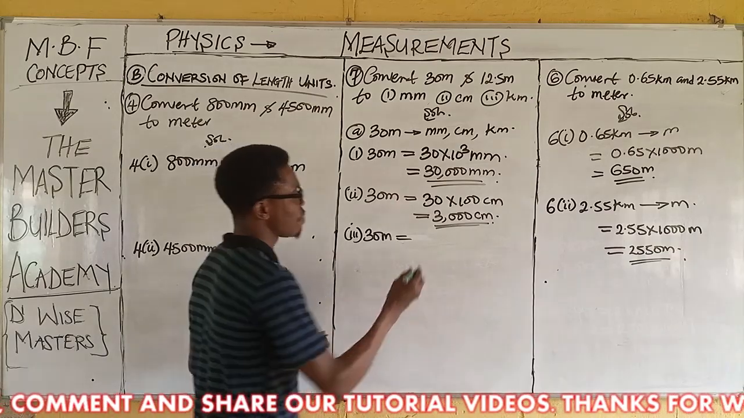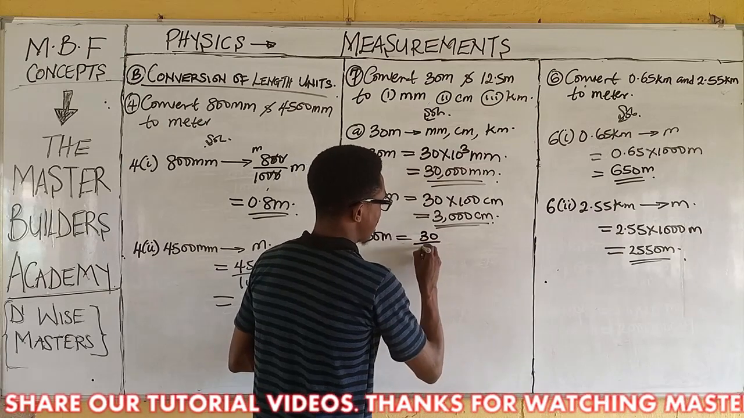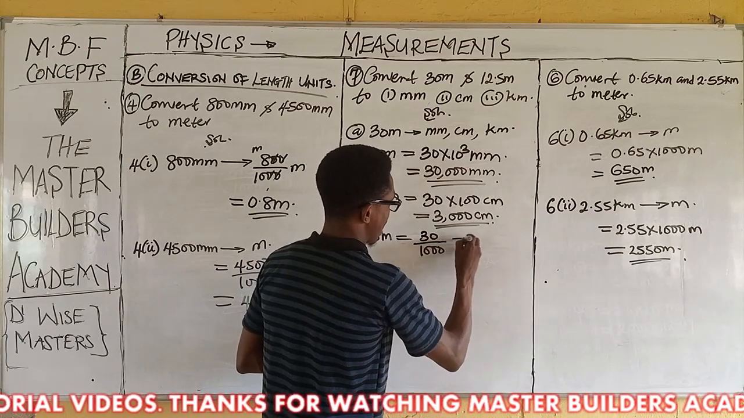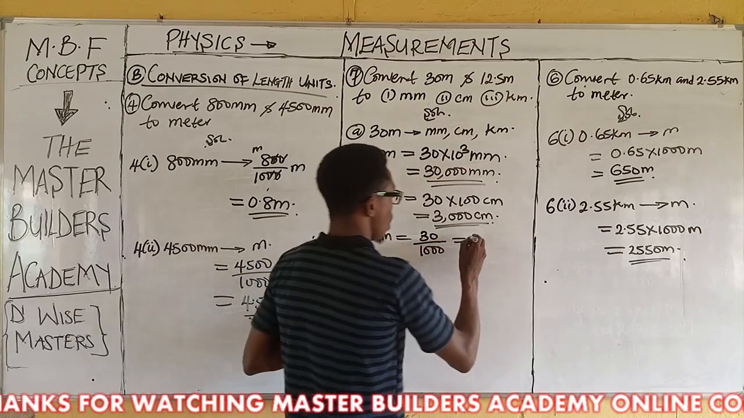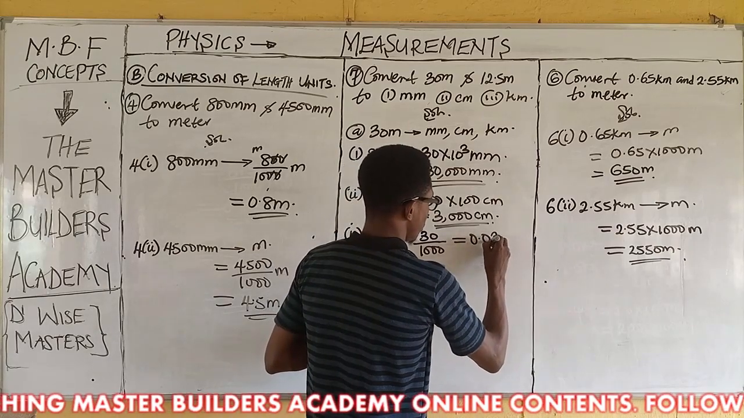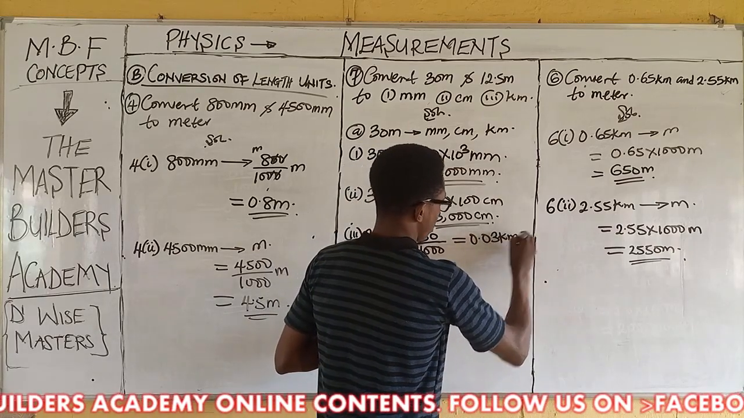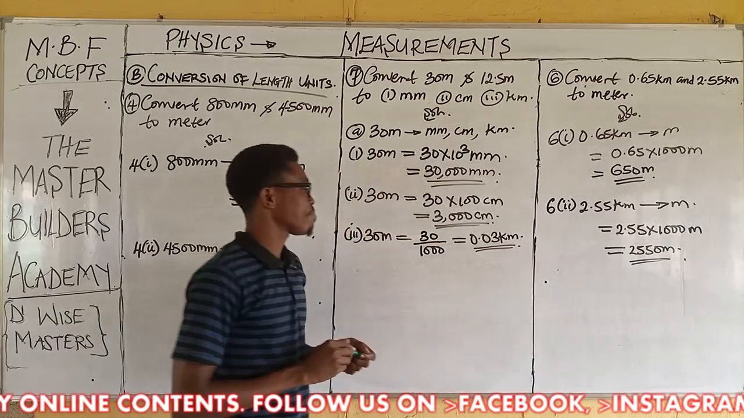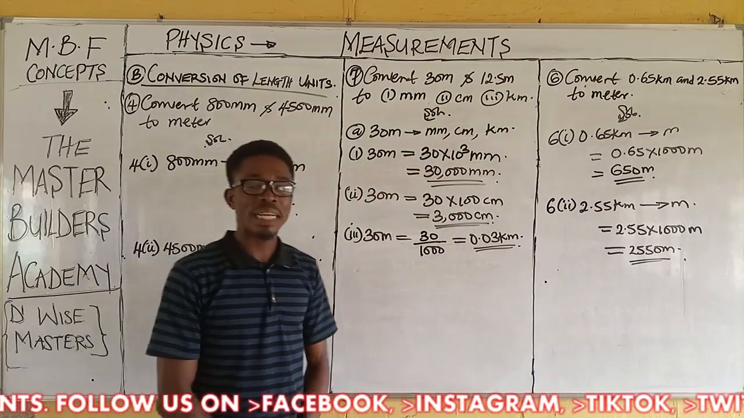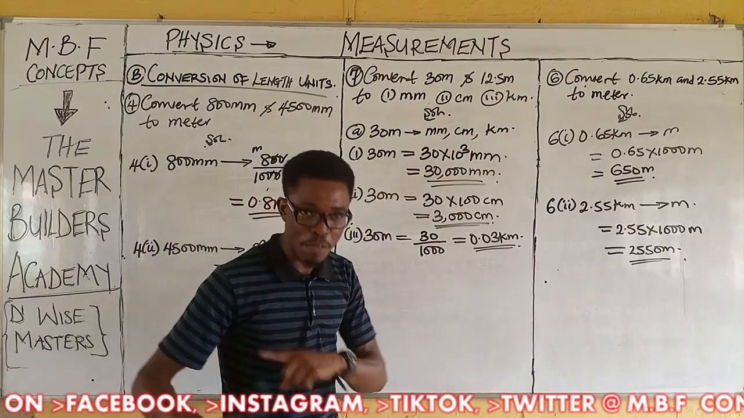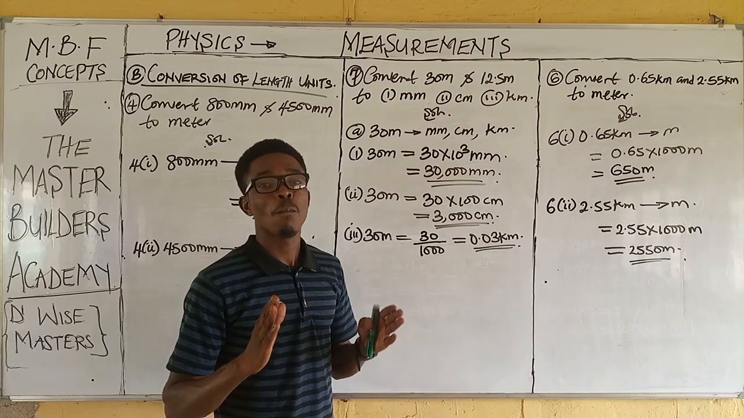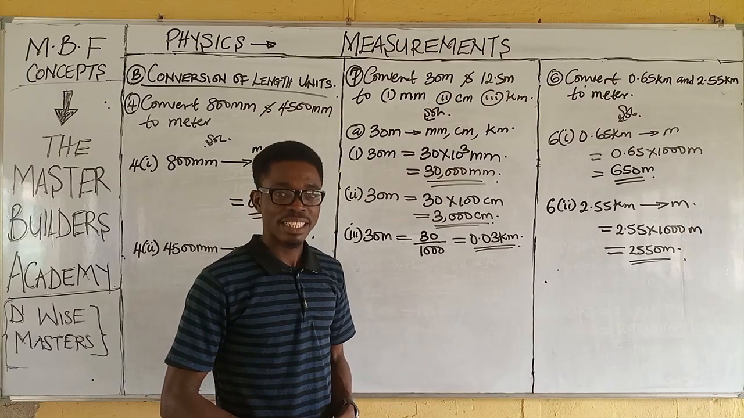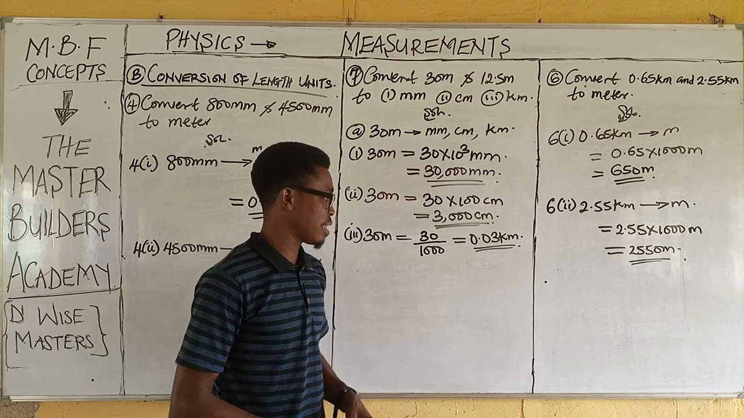Now, if 30 is the given value, I will divide 30 by 1000. And 30 divided by 1000 would have given us 0.03 kilometers. This is the answer. So to convert from meter to kilometer, divide the given value by 1000. Is this understood? It's as simple as that.